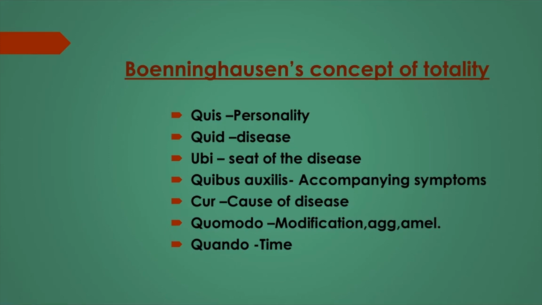Boenninghausen's concept of totality. Quis, personality. Quid, disease. Ubi, seat of the disease. Quibus auxiliis, accompanying symptoms. Cur, cause of disease. Quomodo, modification, aggravation and amelioration. Quando means time.